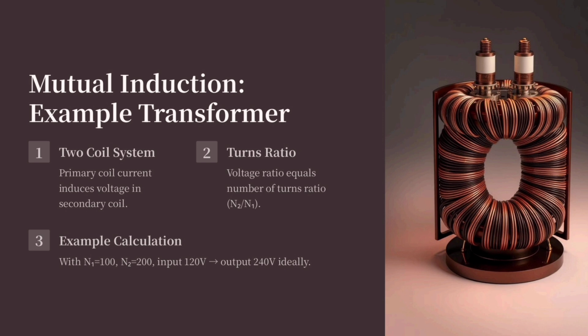So the key difference is what? In self-induction, there is a single coil. The source of EMF is the changing current in the same coil. An example is the inductor in a circuit.